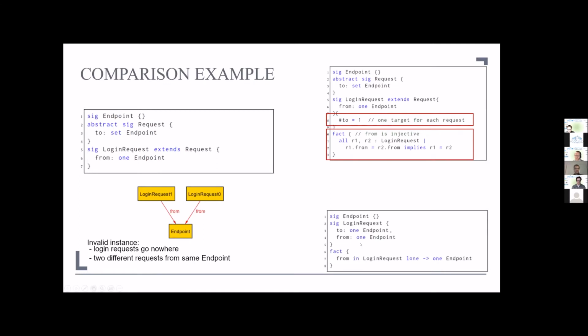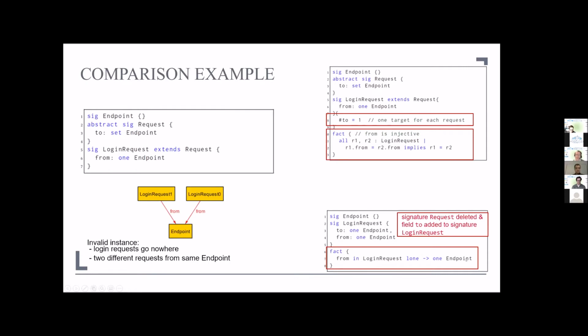And then another team member has developed this model, which looks much shorter. And we see there are very different changes here. So the signature request, the abstract signature, has been deleted, and the field 2 has been pulled down into the only kind of sub signature. So now it's all in the login request. And then this fact here is a bit more fancy way of restricting the relation from to exactly these multiplicities between login request and endpoint.